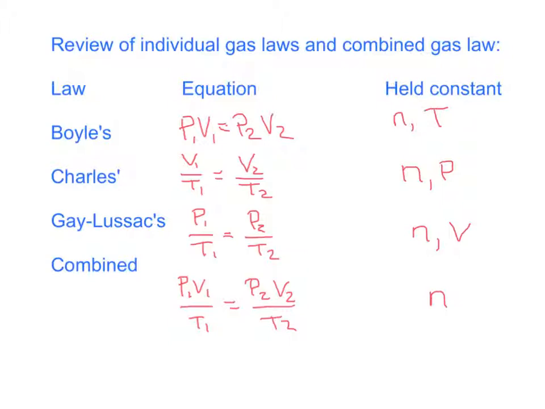All right, for Charles's law, of course, it's volume 1 divided by temperature 1 equals volume 2 divided by temperature 2. Held constant, again, are your number of particles and pressure. For Gay-Lussac's, we have pressure divided by temperature, and again, for this one, it's number of particles and volume held constant, and then for the combined law, the only thing held constant would be your number of particles.